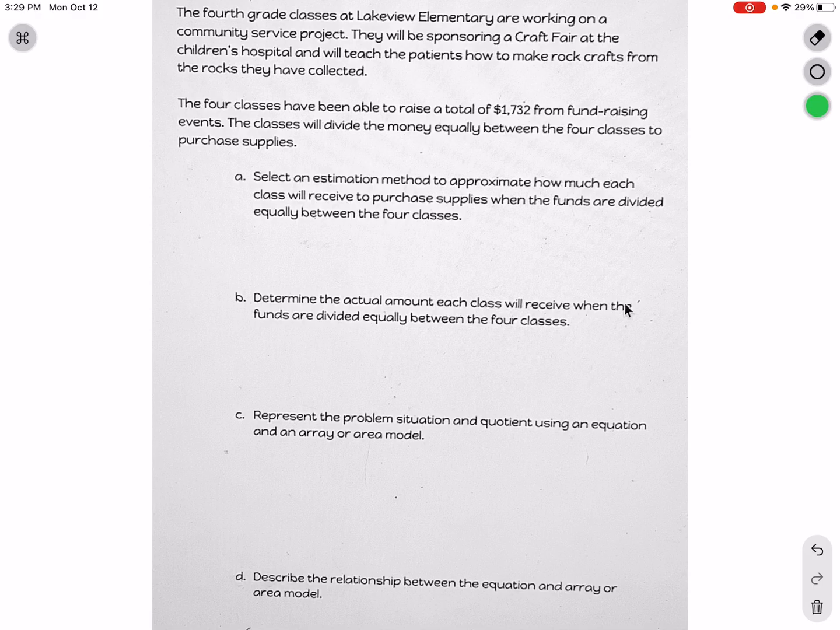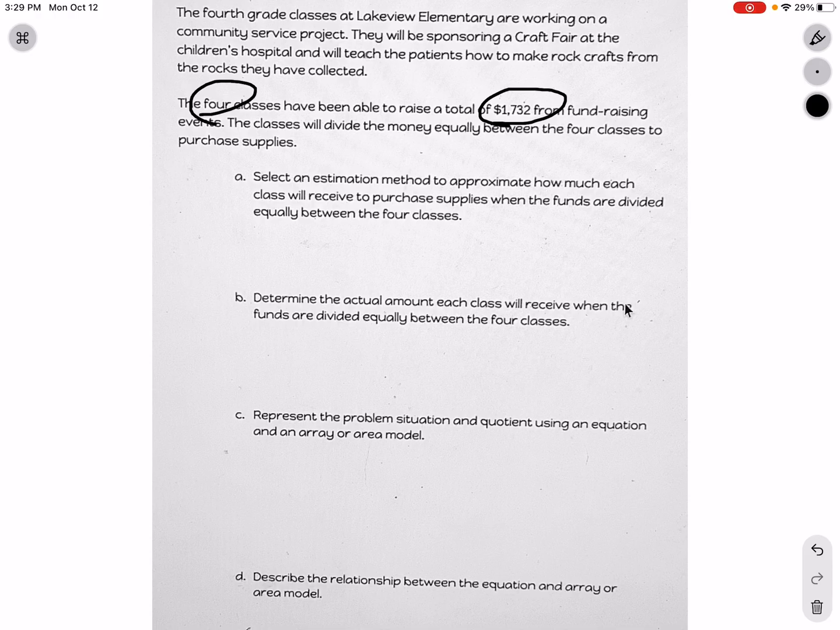We've already looked at this problem, this is part A, and we're just going to do it real quickly again. Remember, if we're dividing among four groups, I'm going to look at what I know. I know that between the four groups, we have to divide $1,732. Well, I have to think about four, and what can I work with that's easy. I could look at my multiples of 4. 4 times 1 is 4. 4 times 2 is 8. 4 times 3 is 12. 4 times 4 is 16. And 4 times 5 is 20.